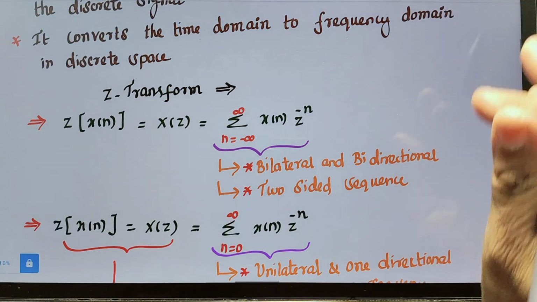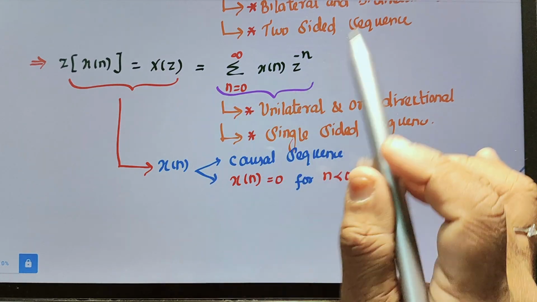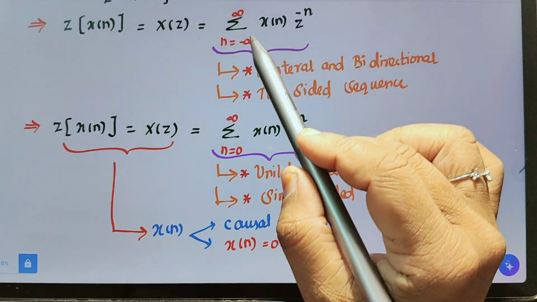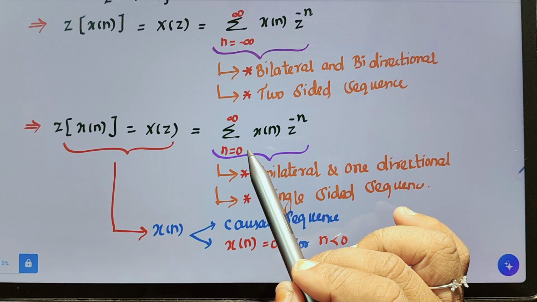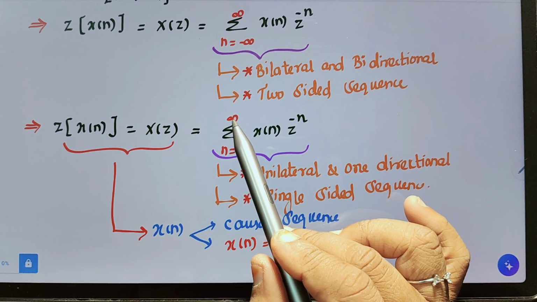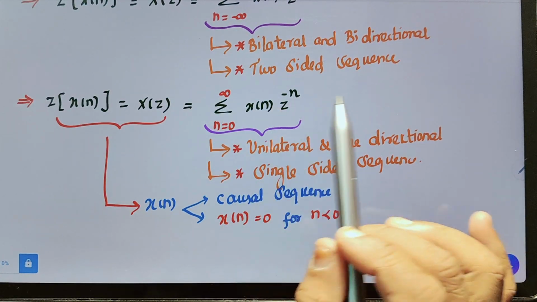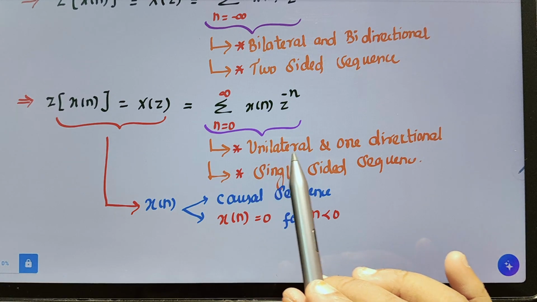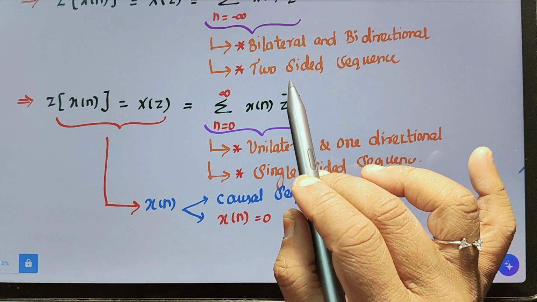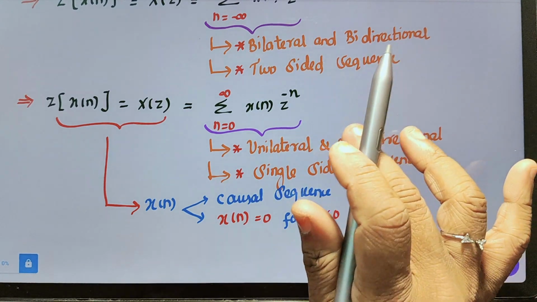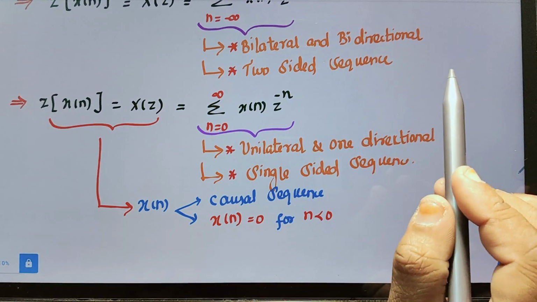Next, see here. Z of x of n is nothing but X of z. Here see the change: instead of minus infinity to plus infinity, the limit is reduced to only the positive side, 0 to infinity, so x of n into z power minus n. It is known as a unilateral and one-directional transform, also a single-sided sequence. The earlier one is for a double-sided or two-sided sequence because it has minus infinity to plus infinity. This is for 0 to infinity, only for the positive side.